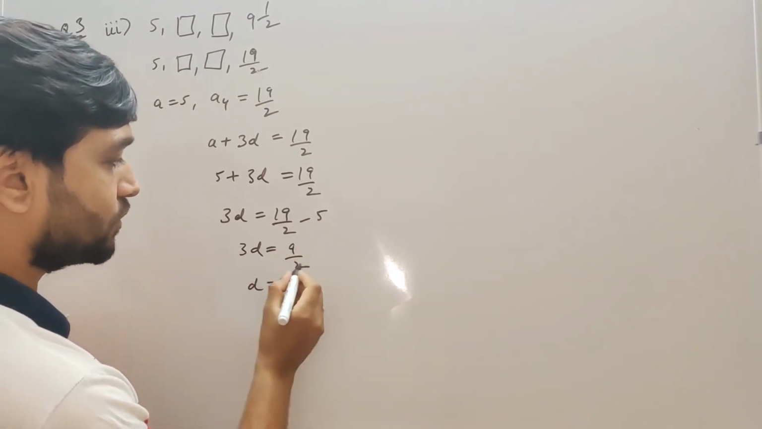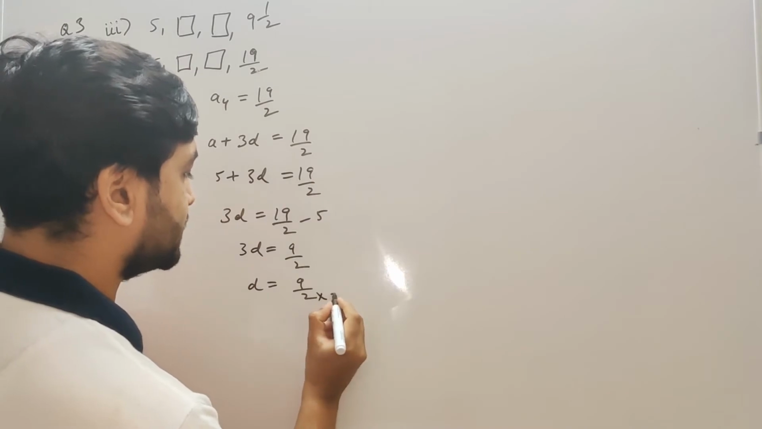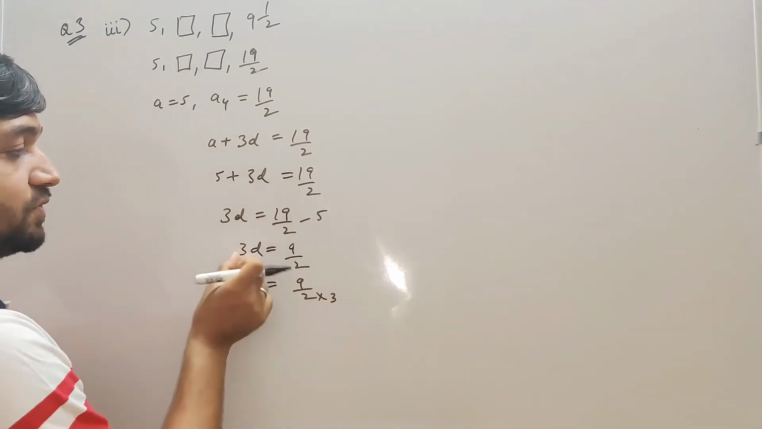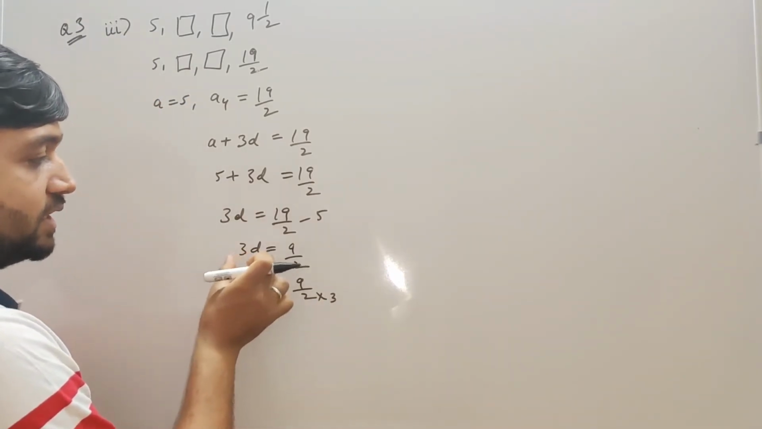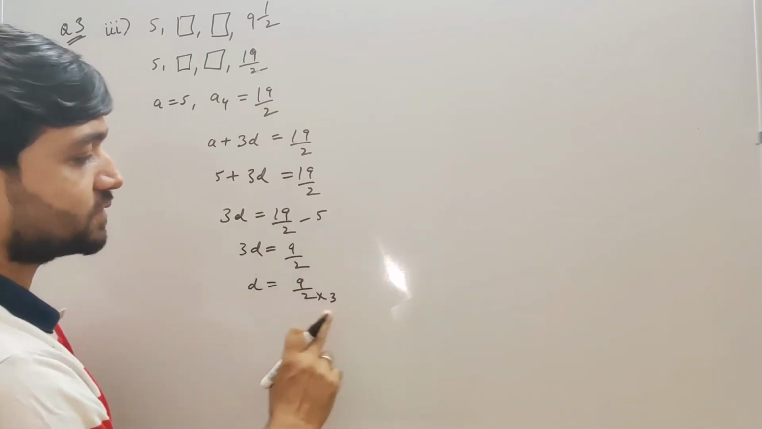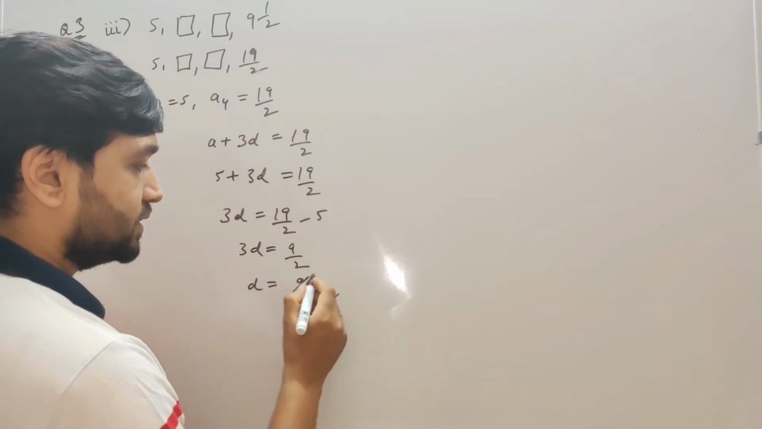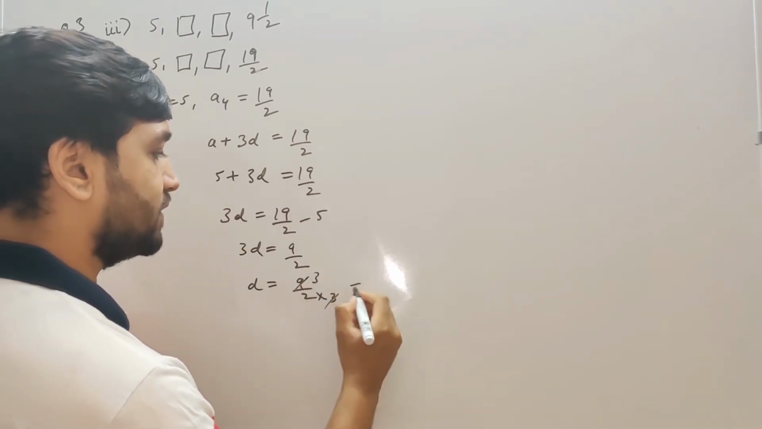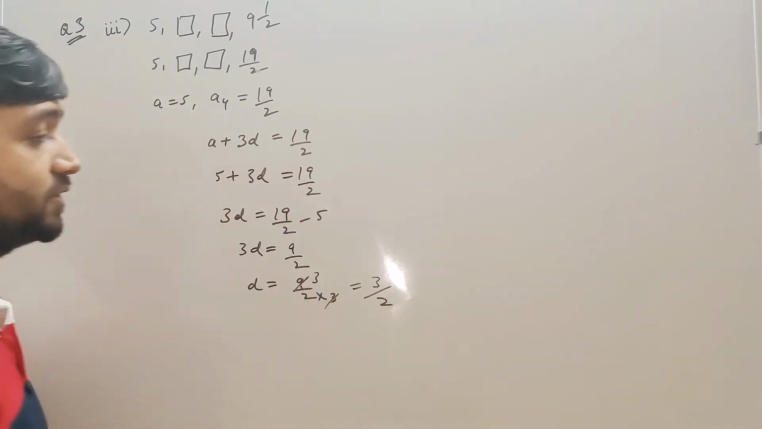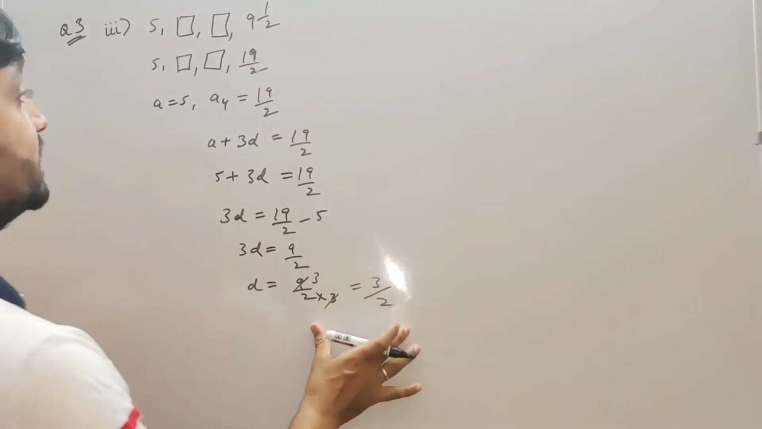So d value is 9 by 2, and this 3, when you cross multiply, it comes down here. This 3 is in the numerator and it's in multiplication here. So when it goes to the other side, it becomes division. Alright, so we do the cancellation here. So we are left with 3 in the numerator and 2 in the denominator. So this is the value of d.